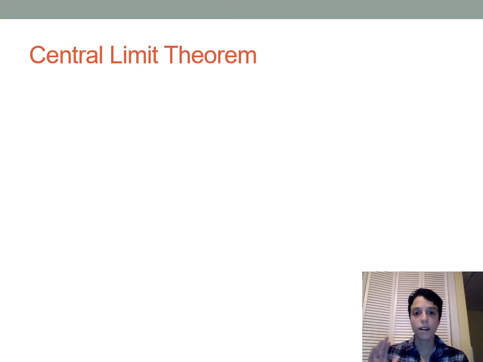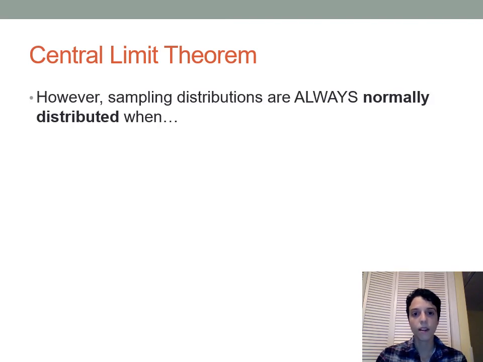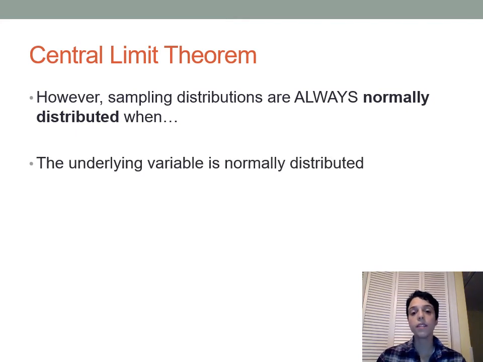Sampling distributions are useful. And they're really, really useful because of something called the central limit theorem. And what the central limit theorem says is that even though sampling distributions can have different shapes, they're always normally distributed under two different conditions. One is when the underlying variable itself is normally distributed. So if you have a variable that can be described with a normal distribution, your sampling distribution is going to be normally distributed as well.